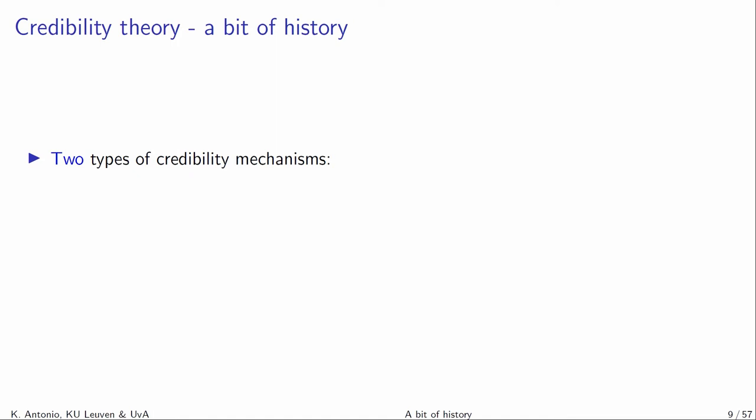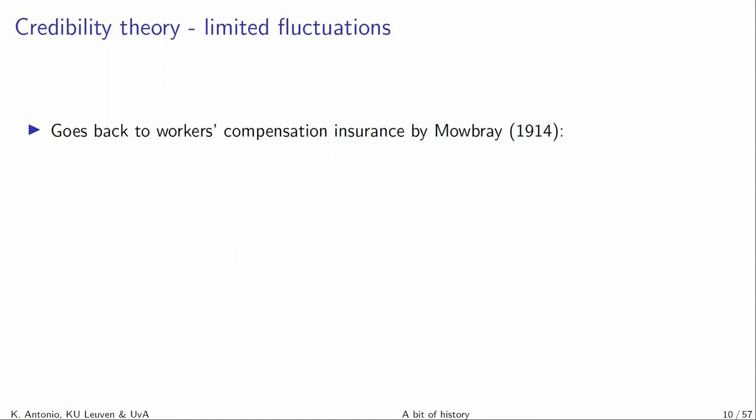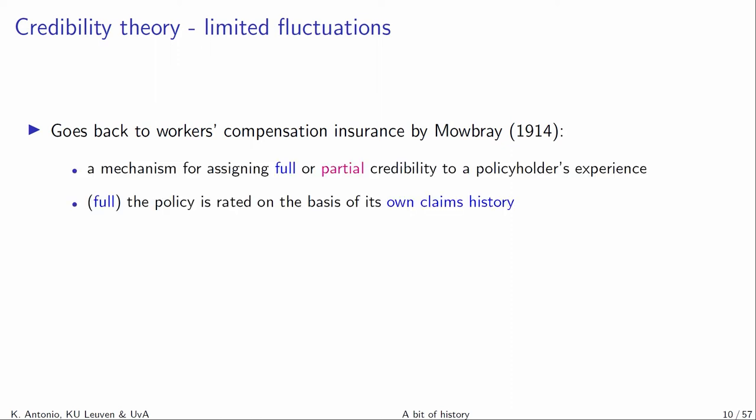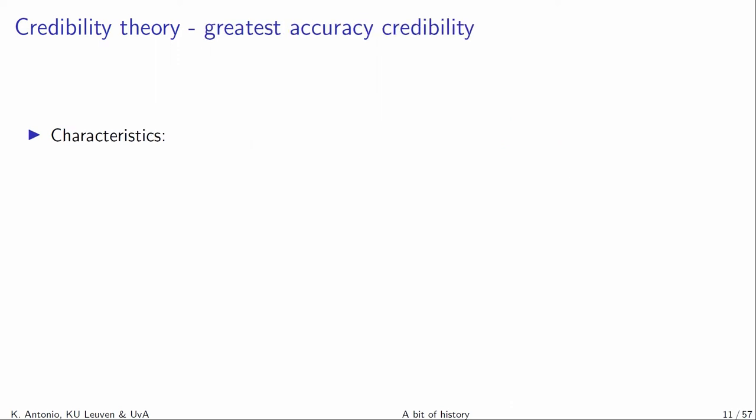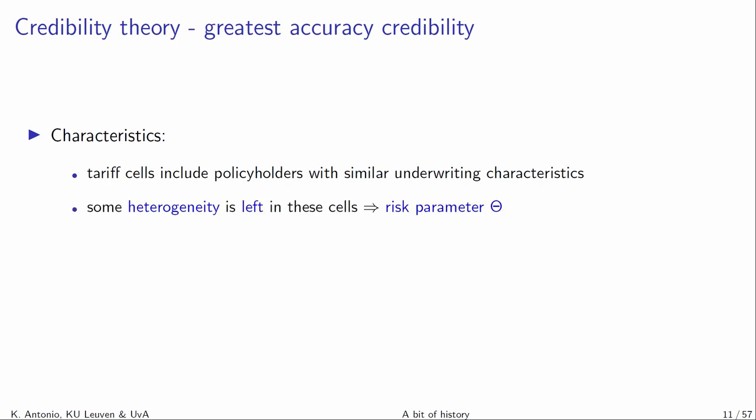Now, if you look at the actuarial literature, two types of credibility mechanisms have been proposed, and this goes back to the beginning of the 20th century, so it's very old. We have limited fluctuations and greatest accuracy credibility. I don't want to cover the first bullet; it did not catch a lot of attention in actuarial literature. So we're going to focus on the second bullet, which goes back a very long time to the beginning of the 20th century.